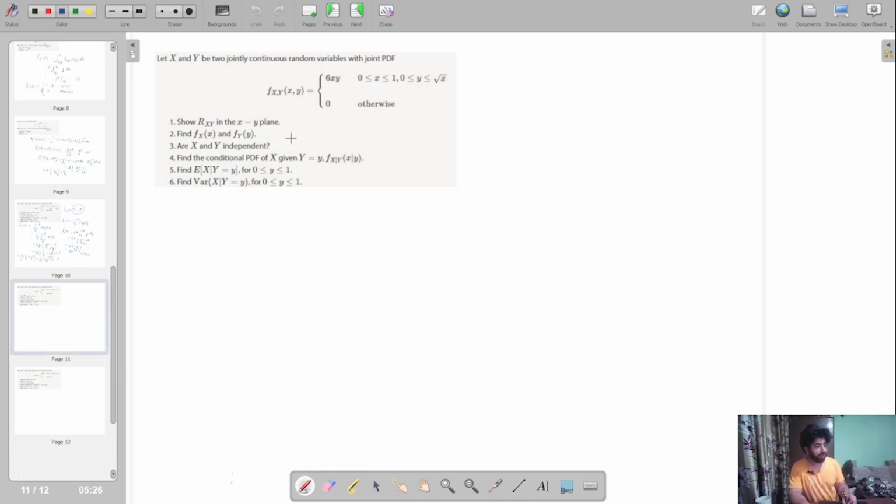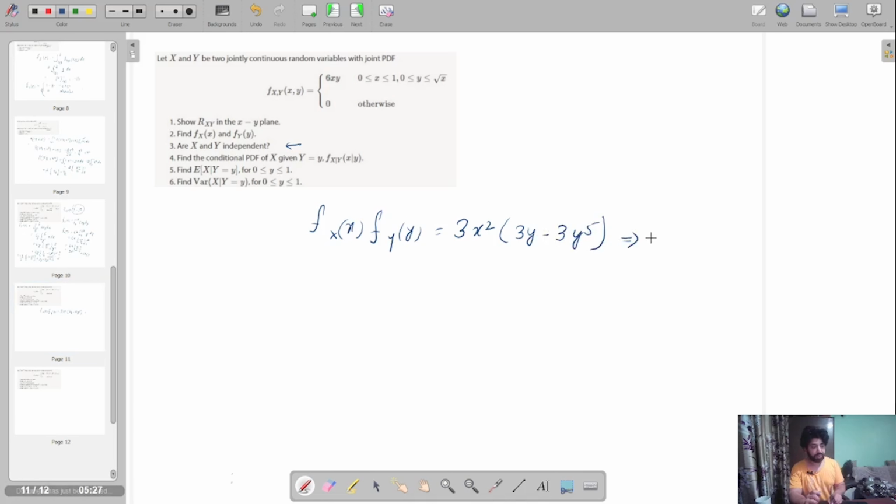Alright, so next we have to see whether x and y are independent or not. In order to see this, we have to multiply f_X(x) and f_Y(y). We already calculated these above. This was 3x², and this was 3y minus 3y^5, which will not be equal to 6xy. So we can say they are not independent.